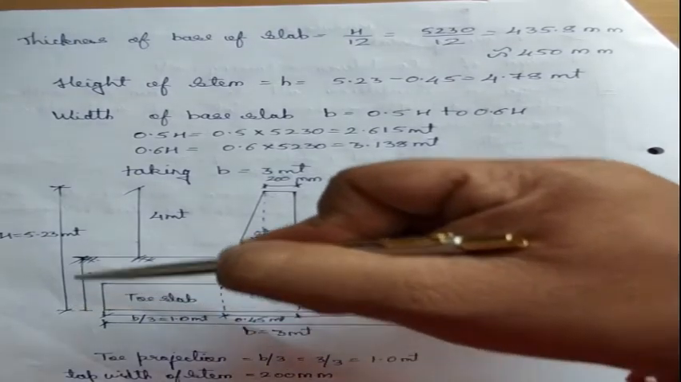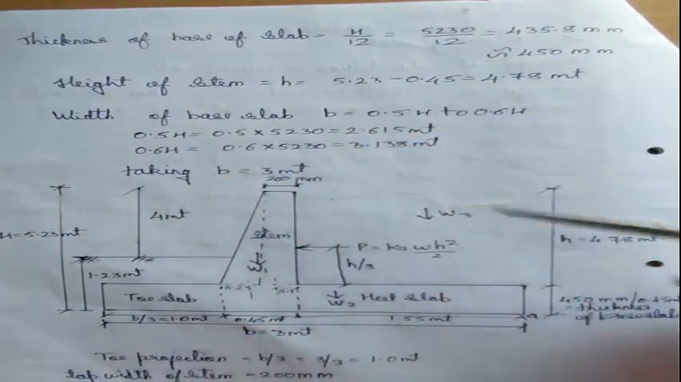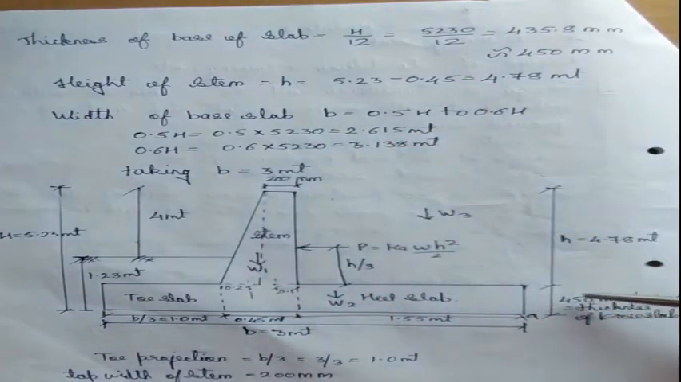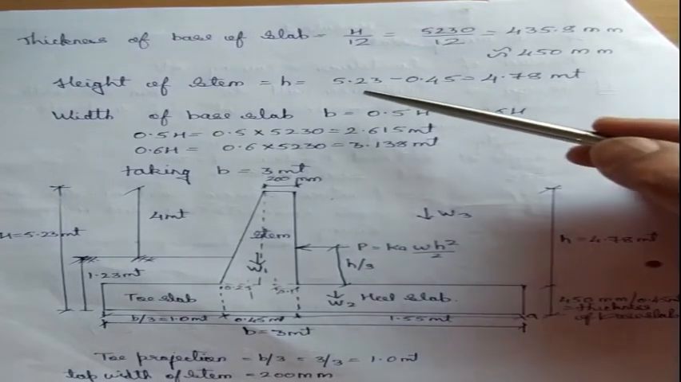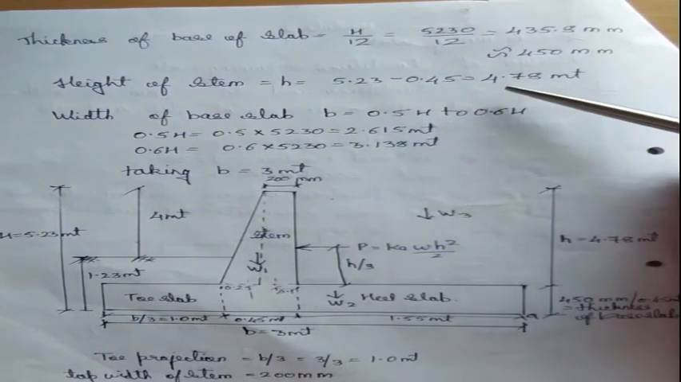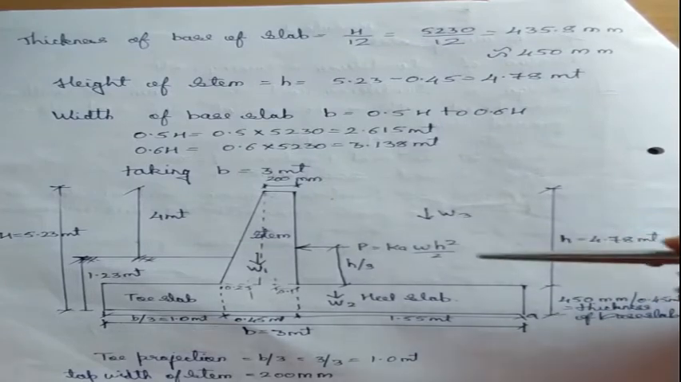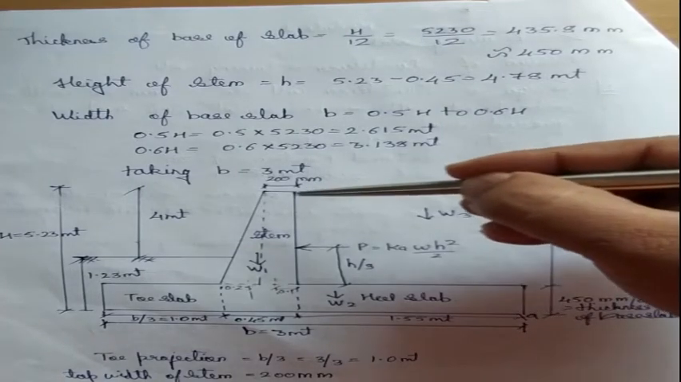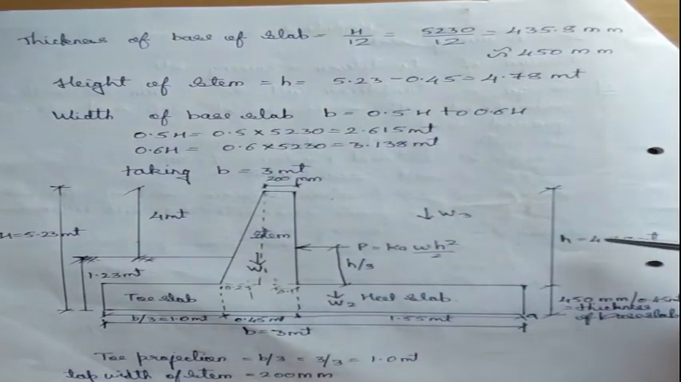Now, I have the total depth h as 5.23 meters, out of which I will deduct the thickness of the base slab which is 450 mm. So, 5.23 minus 0.45 is 4.78 meter. So, the height of the stem is this height, from here to here, 4.78 meter.